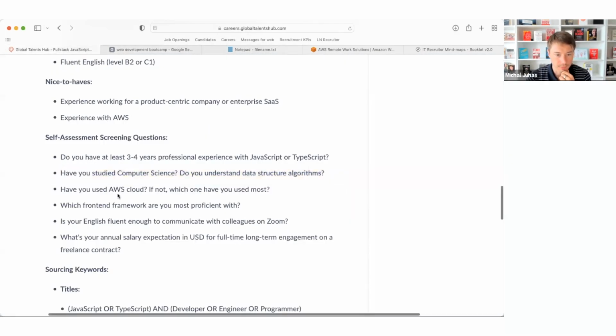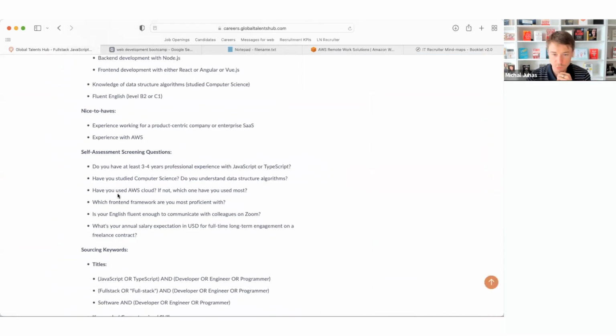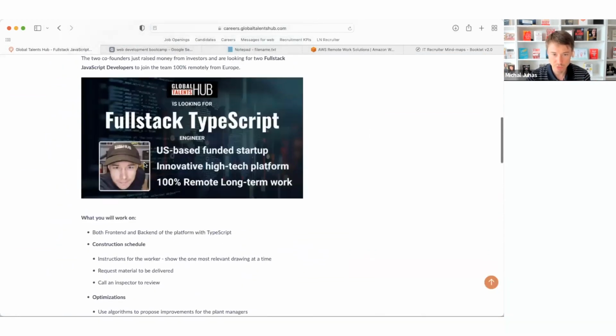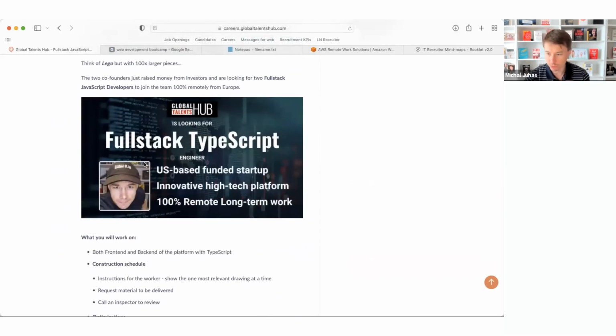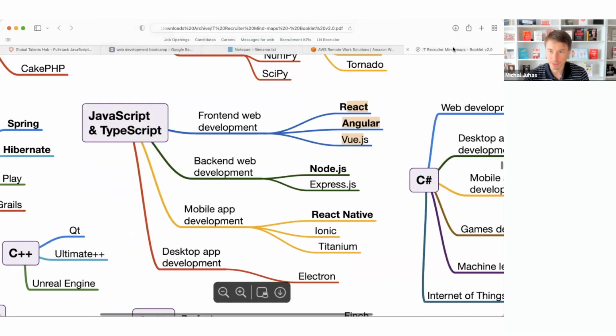And still we are left with the question, how do we find these TypeScript developers who have experience with data structures?